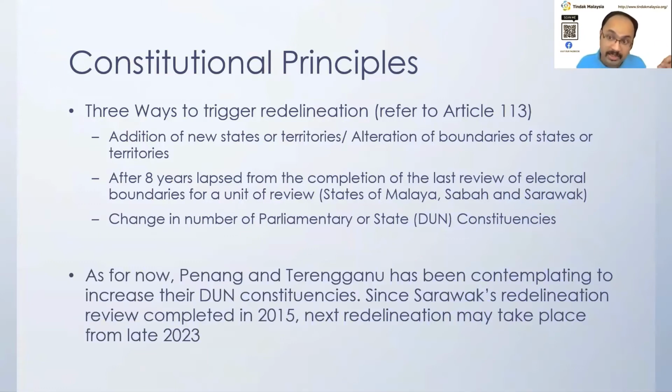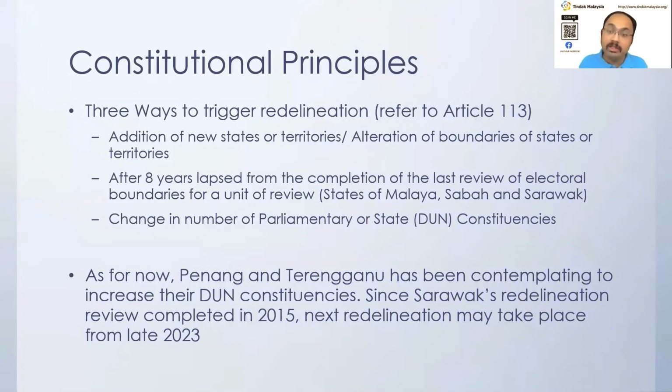Since last year, to be specific August or September, we have heard 2 states were thinking to increase their DUN constituencies. First was Terengganu. They were thinking to increase, but we have not heard anything. Then recently, Penang in June, they were also thinking to increase the DUN constituencies. So as referred to the previous point, that will trigger redelineation upon this increase or decrease being gazetted.